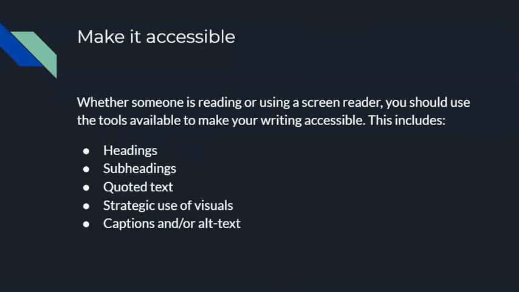And you should also try and make these things accessible. So whether someone is reading it visually or using a screen reader to hear the text that's on the page, you should use the tools that are available to make your writing as accessible as possible. And that includes headings and subheadings to organize your writing, quoted text to make things stand out that need to stand out, the strategic use of visuals and interactive material, and then captions or alt text on those visuals.